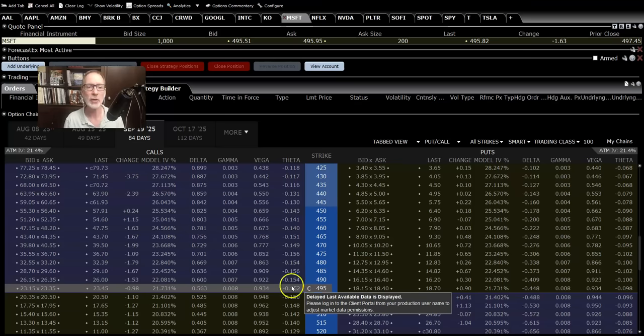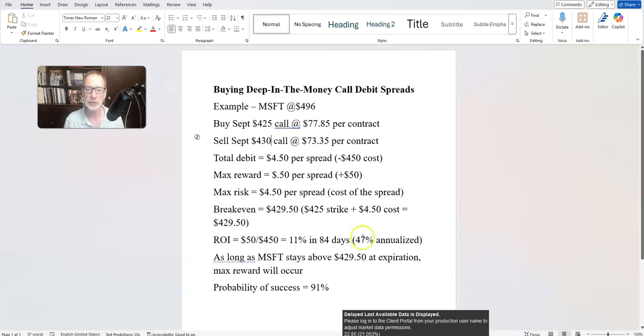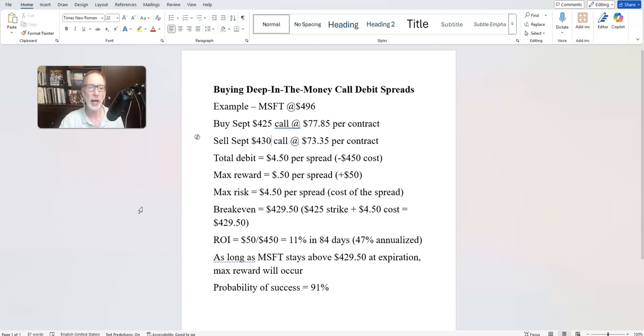Okay, so that's all for that. I hope this has been helpful. Let's go back to the cheat sheet here just one more time if you want to take a look at this thing. It's a good way to take a bullish position for less cash and have a higher probability of winning.